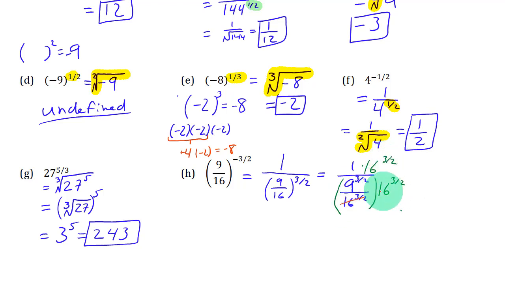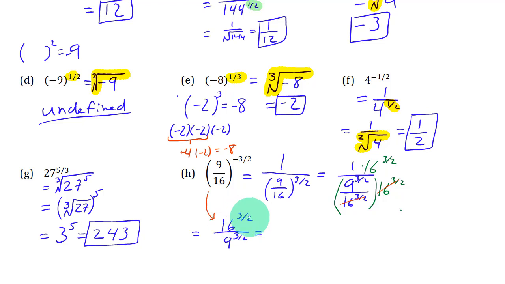And that's going to cancel out here in the bottom and leave you with, in the top, 16 to the 3/2, and in the bottom of the big fraction 9 to the 3/2. And if you went straight from here to here because you knew that the negative exponent would essentially flip over a fraction, that's okay too. So anyways, let's keep going with this.